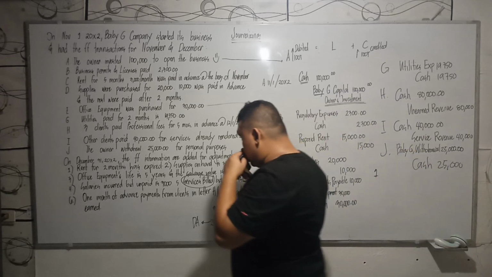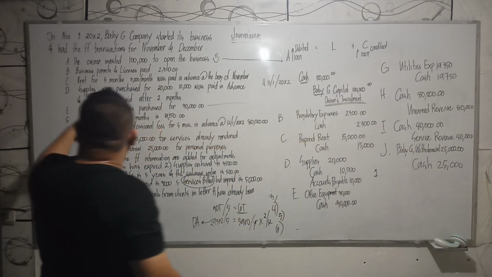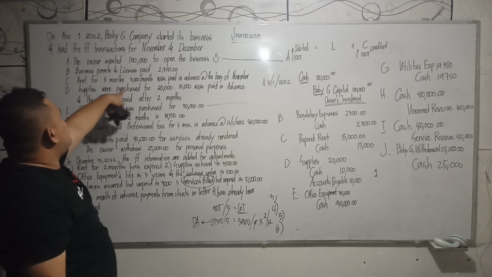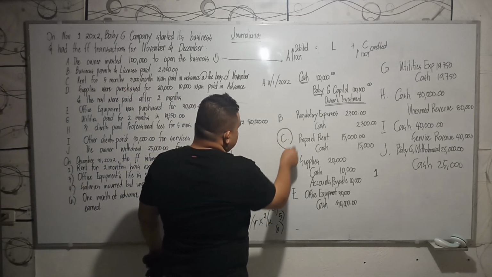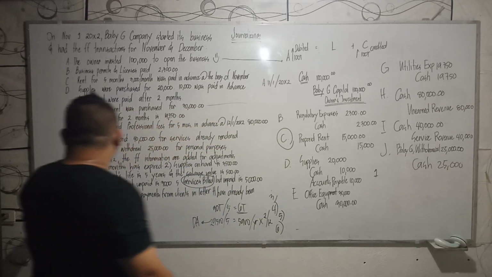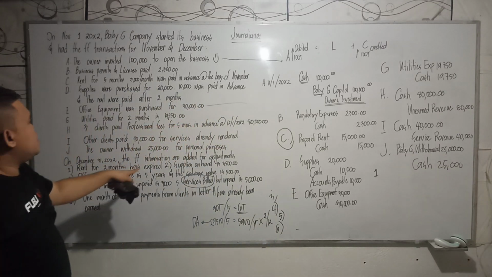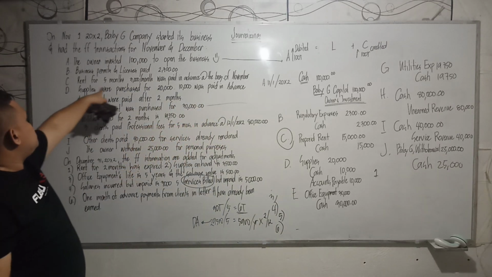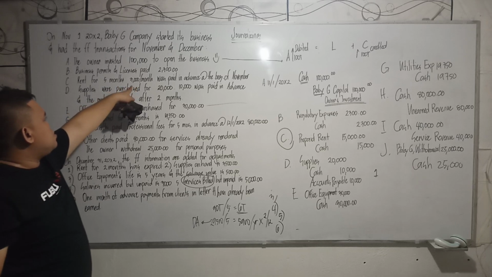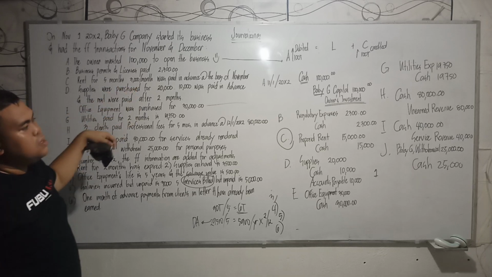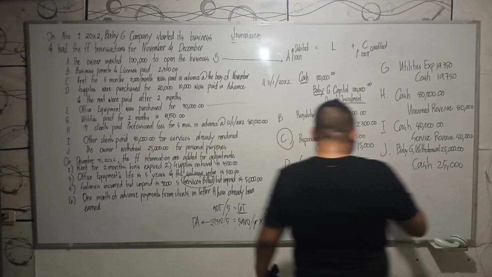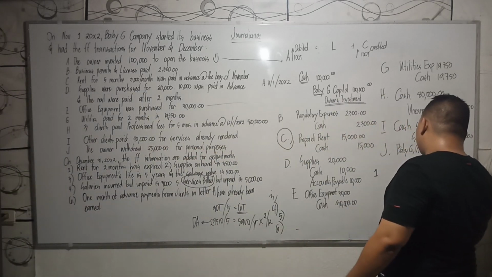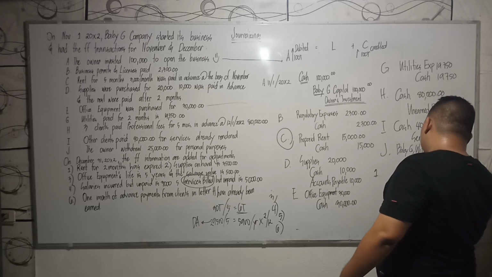If you still remembered, you have paid in advance a rent for 5 months worth 15,000. That's in transaction letter C here. But then again, according to here, 2 months has already expired, and it is very much clear here that there is a rent of 3,000 per month. So times 2 months, that's 6,000. That will be recorded as the prepaid rent will be deducted.